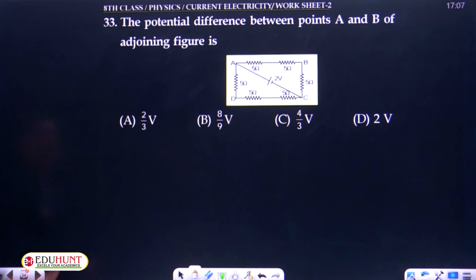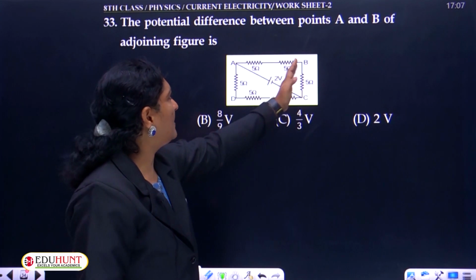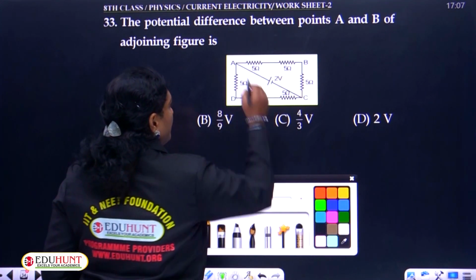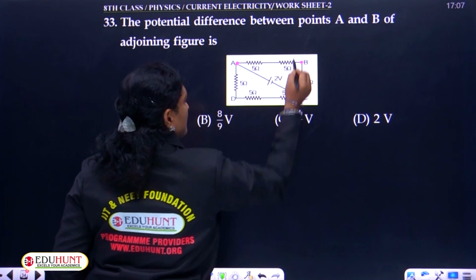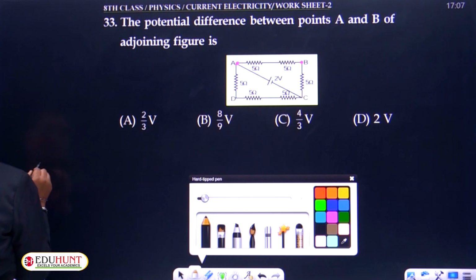So moving to the next question, children, 33rd question. The potential difference between points A, B of the adjoining figure is. So identify A and B. Here is your A and here is your terminal B. Let us draw the simplified diagram for this.